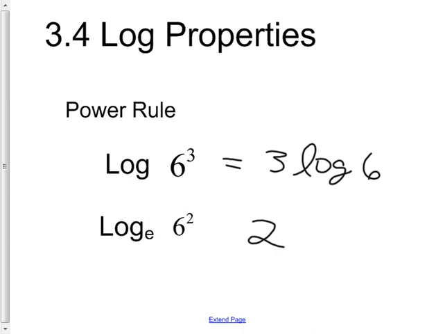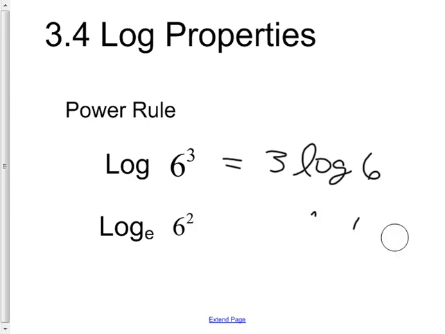What's the shortcut for log base e? ln. 2ln6. See what I just did there? I took the 2, put it out in front. And log base e means ln. There we go. Log base e. ln stands for natural log, I guess you could say. Log natural.